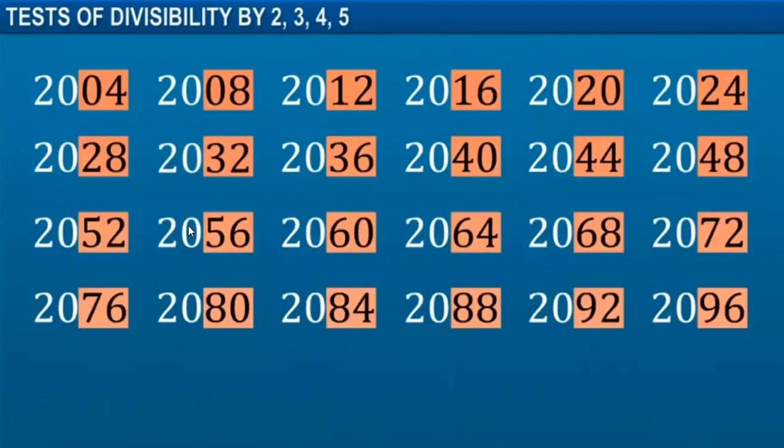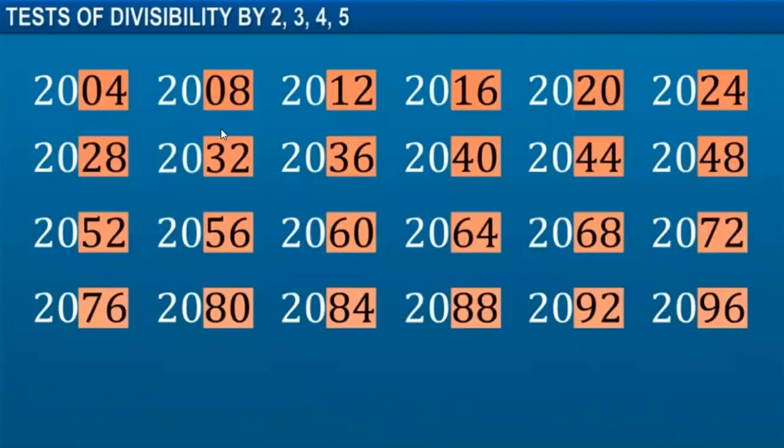Note that the number formed by the digits in the tens and ones place in each number is divisible by 4. Okay, so divisibility by 4 and we are considering the numbers 2004, 2008, 2012, like that. And if you see the numbers, the last 2 digits, that is the digits in ones place and tens place, those digits are divisible by 4, or those digits are multiples of 4.